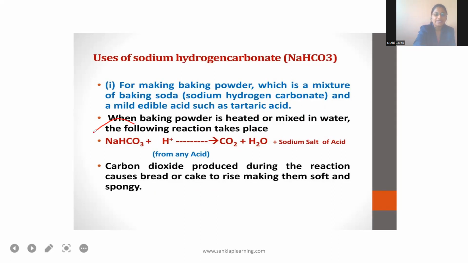When baking soda is added to water or heated with water, the H plus ions from the water react with the sodium bicarbonate to give carbon dioxide, water and the sodium salt of the acid. The carbon dioxide formed during this reaction is used to make bread or cake rise easily.